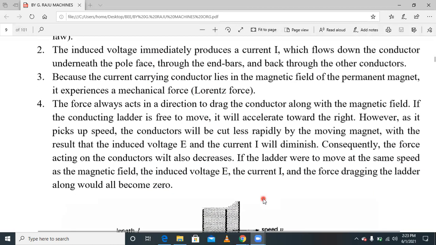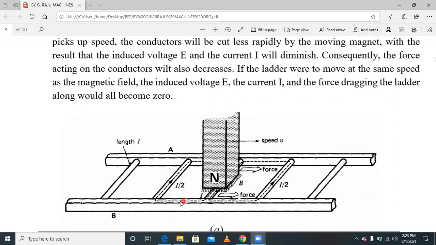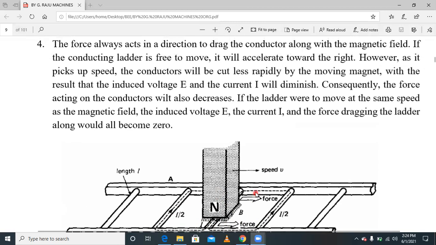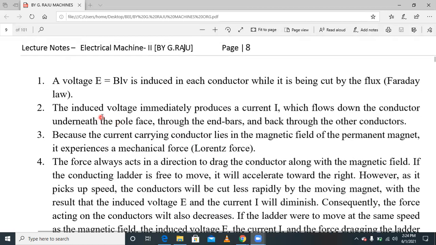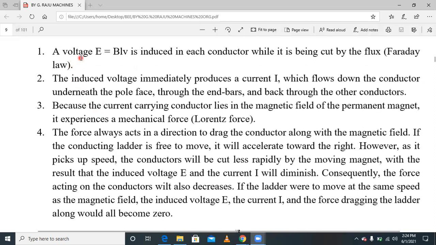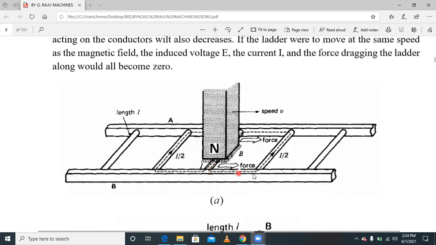Here it is the same: a current carrying conductor is placed in a magnetic field, and because of this it experiences some force. It's called the Lorentz force. According to the Lorentz force, we can also explain this concept of rotation. So because of the relative speed, EMF is induced in the rotor conductors.